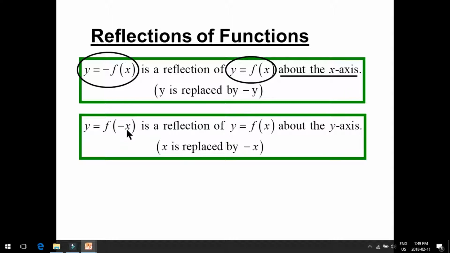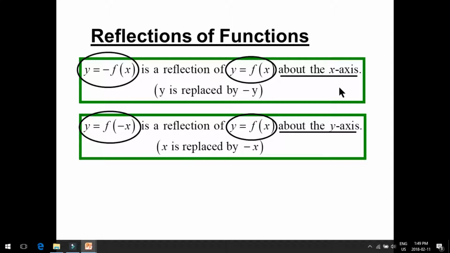This is pretty clearly x has been replaced with -x. x has been replaced with -x. So it's a reflection about the y-axis. Replace x with -x, reflecting the y-axis. Replace y with -y, reflecting the x-axis.